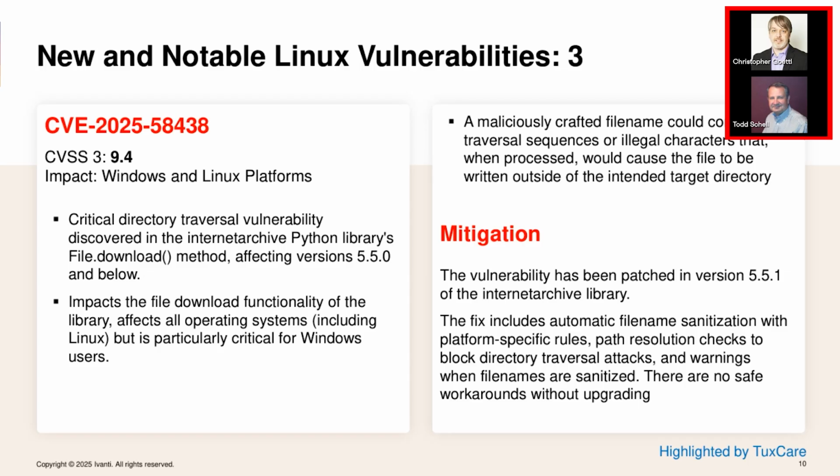CVSS score is a 9.4. The vulnerability was patched in version 5.5.1 of the Internet Archive library that was affected. So upgrading to that version of the Python library will resolve the issue.